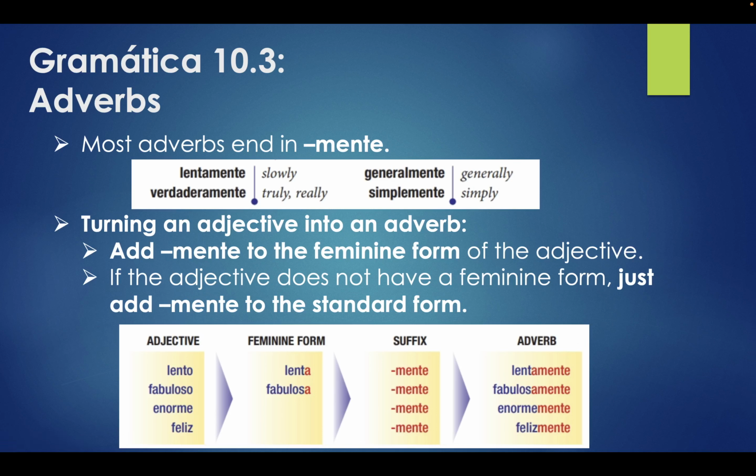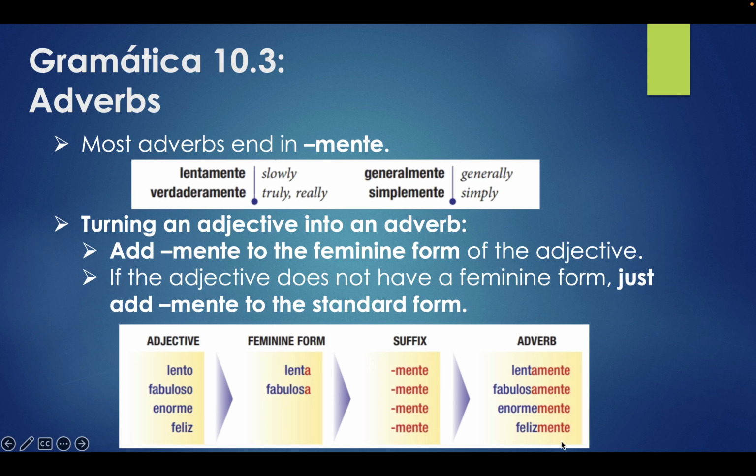So for example, let's say you have an adjective like the word lento. Lento means slow. You're going to take lento and you're going to change it to the feminine form. So instead of lento, we get lenta. Pretty easy. And then we add mente. So instead of slow, we get slowly, lentamente. Other examples, we have fabuloso, fabulous. So we make it feminine, fabulosa, and we add mente, fabulosamente, fabulously.